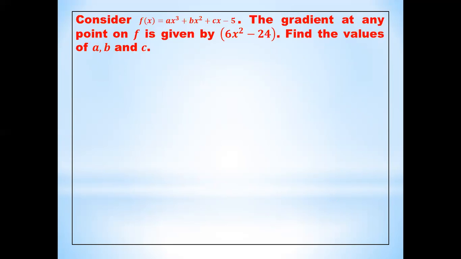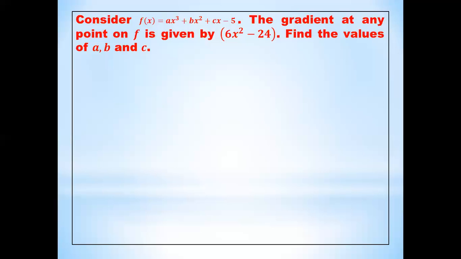The gradient at any point on f is given by 6x squared minus 24. Find the values of a, b, c. Now, if you look at this function here, it is a cubic graph or a cubic function. If we sketch the graph, it will have two turning points.